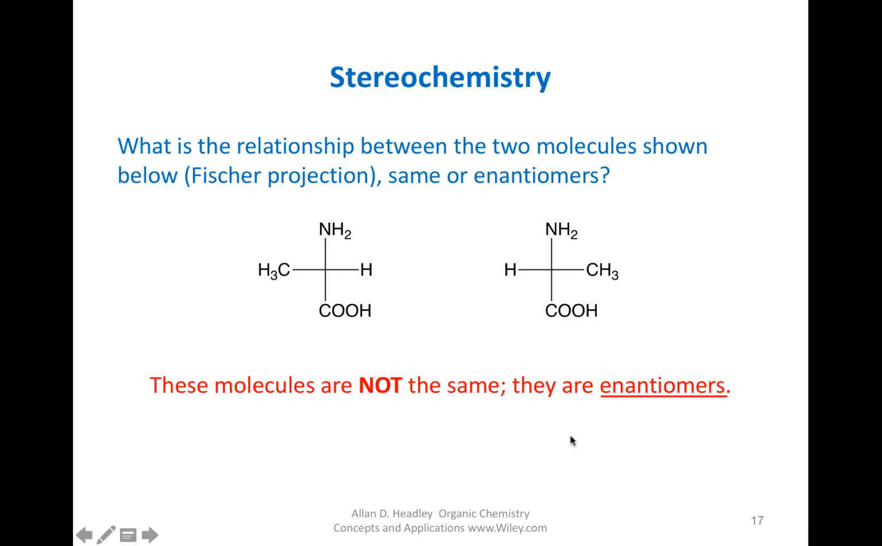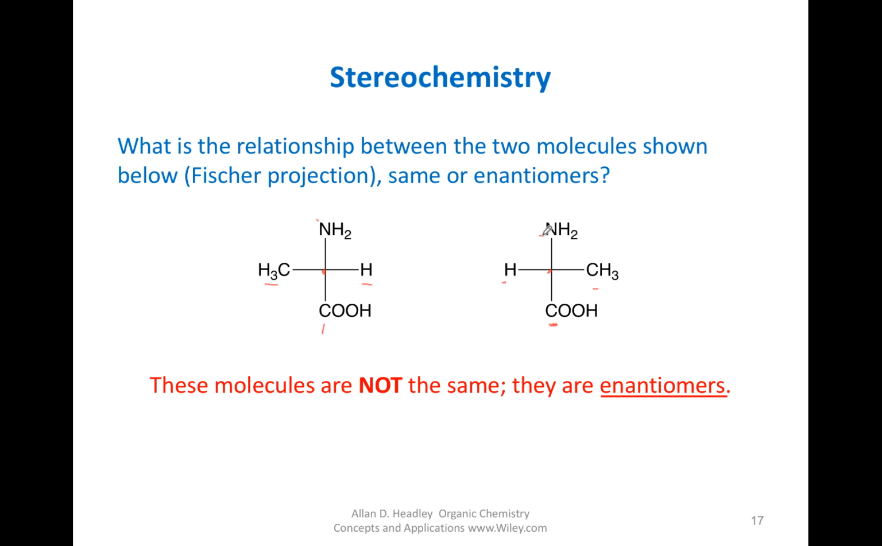So here we go. So here is the Fischer projection of an amino acid. Same amino acid, actually, alanine. So now we have a carbon. This is in front, this is in front, this is in the back, and this is in the back. And now we have a carbon. It's in front, this is in front, and back, and back. The question is, are they the same or are they enantiomers?